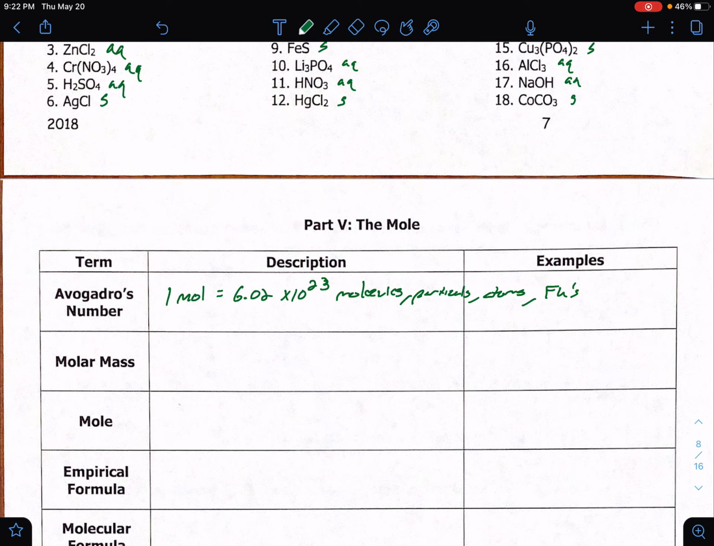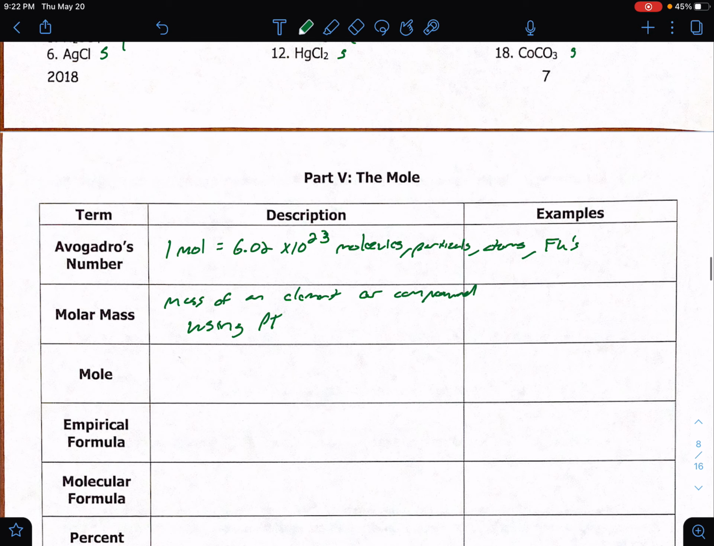Okay, molar mass, this is the mass of an element, or compound, using your periodic table. Okay, that's all you're doing, is find the mass of it using your periodic table. Mole is basically just an SI unit for the amount of substance.